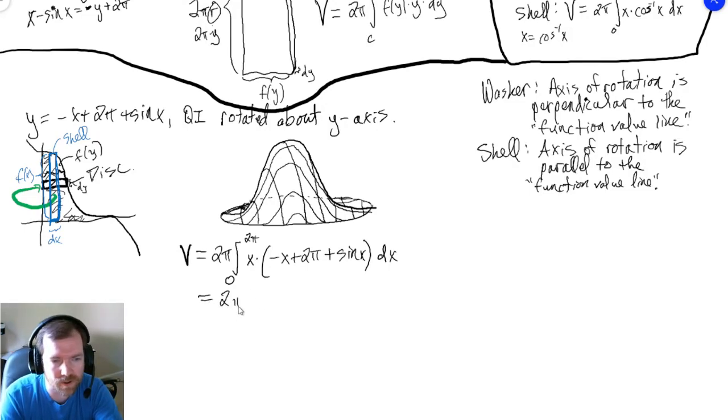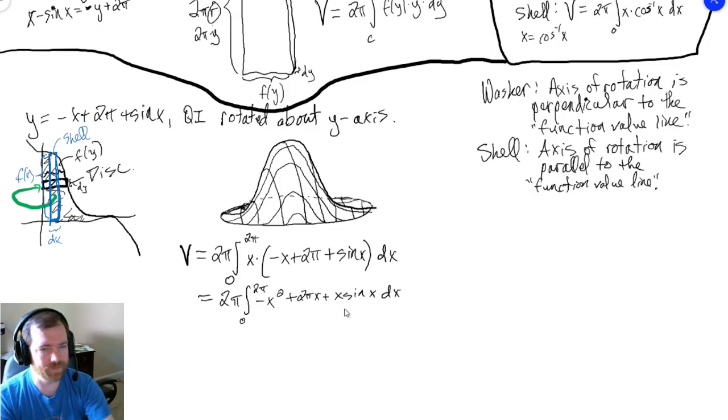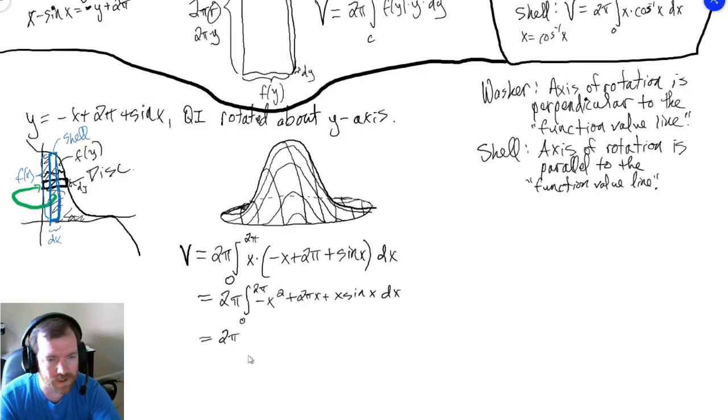Okay, so this is going to be 2 pi times the integral from 0 to 2 pi of negative x squared plus 2 pi x plus x sine x dx. These are doable, right? These integrals are not too bad, all things considered. So we're going to end up with a 2 pi on the outside, and then we get a negative x squared. We take the integral, that's going to be a negative 1/3 x cubed plus 2 pi x. Take the integral is going to be 1/2 of that.